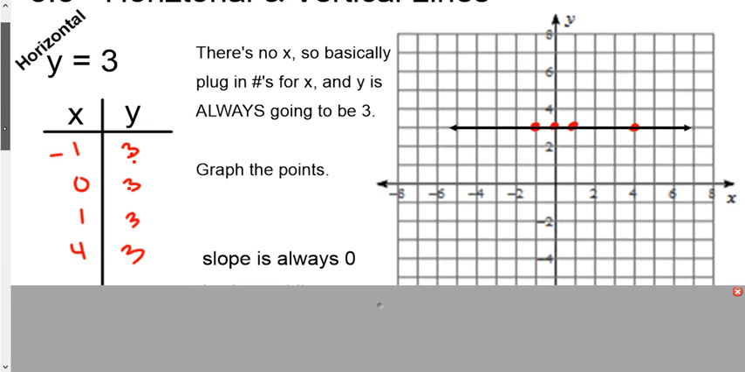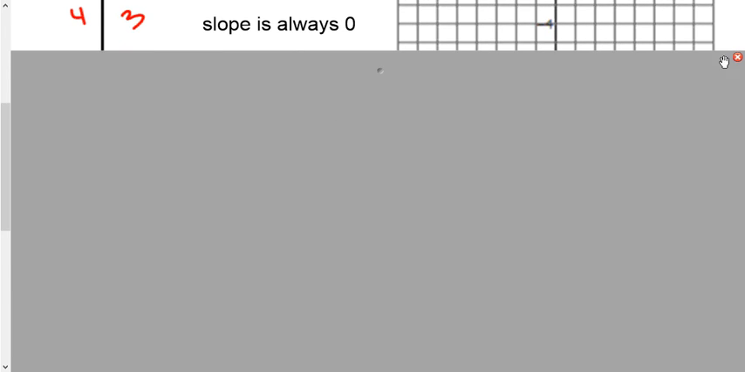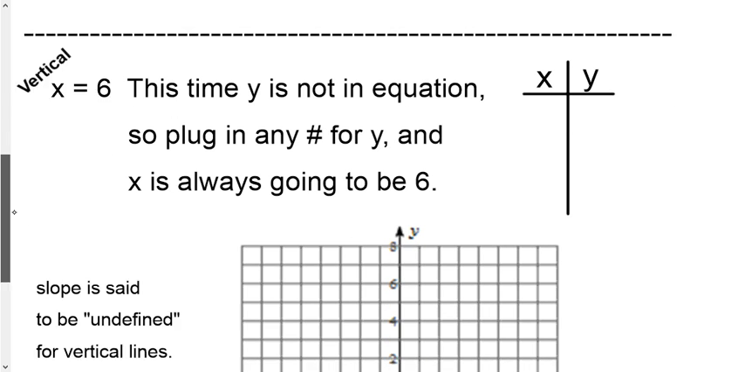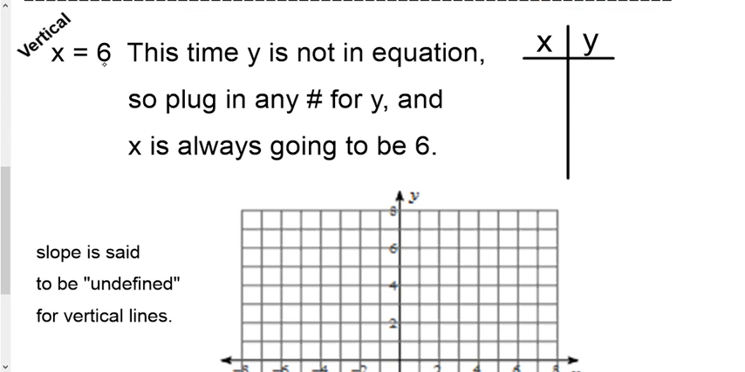Let's take a look at a vertical line. It's very, very similar. You can do the exact same thing except for this time the x is going to be 6 no matter what. So let's just put 6 in here. Let's just do 3 points. And let's do negative 2, let's do 4, and let's just do 0. So that way it's in no particular order because there's no y in this equation.